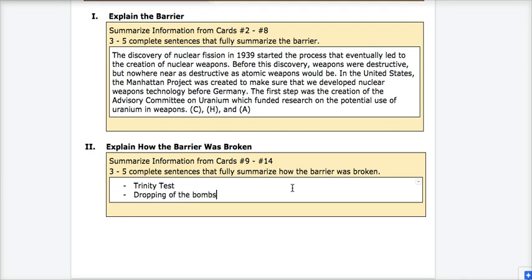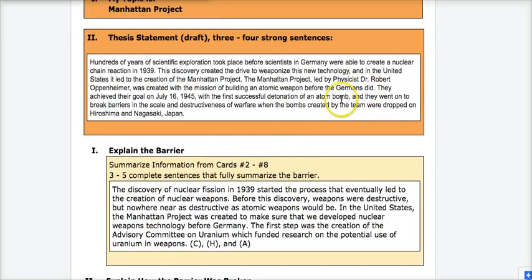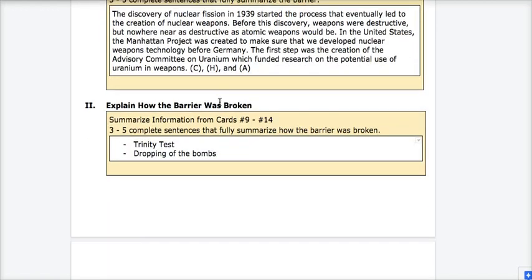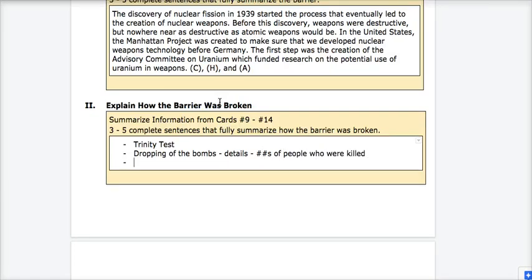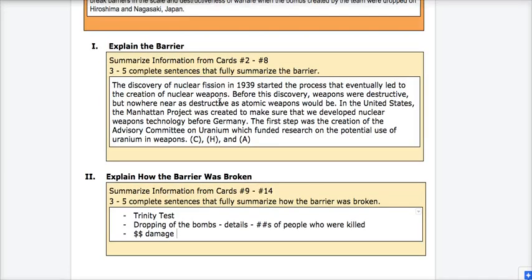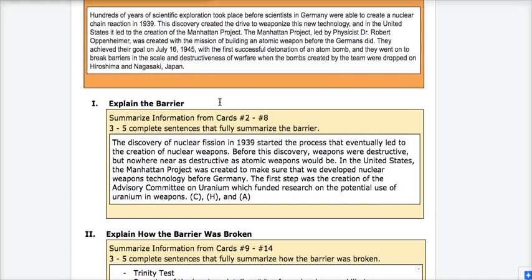And because up here in my thesis statement, I said that they broke barriers in the scale and destructiveness of warfare, I need details like numbers of people who were killed, and I also need dollar amounts in terms of damage. Now, I am not writing complete sentences right now because I'm just making notes. You could also do that, but then you have to turn them into complete sentences. In the end, when you turn in this outline, it should have complete sentences in the boxes.